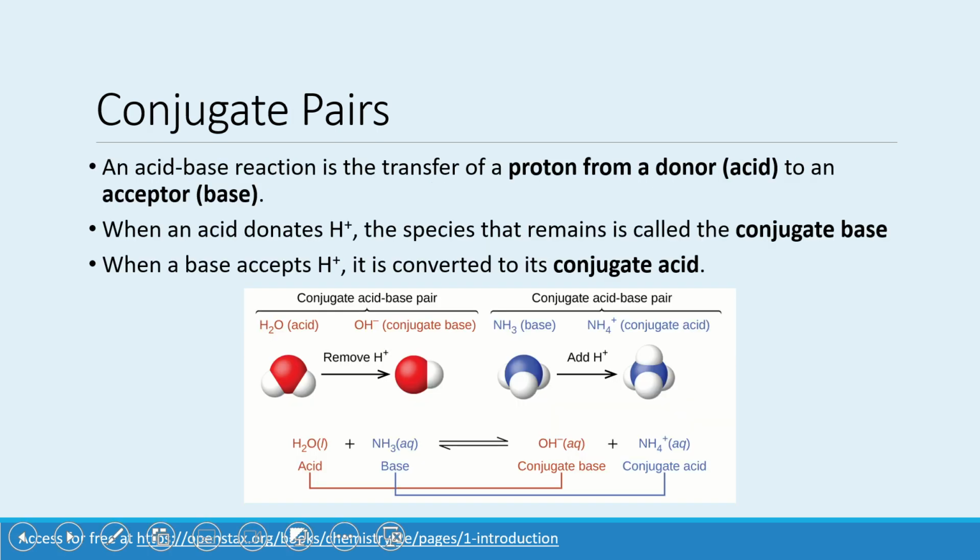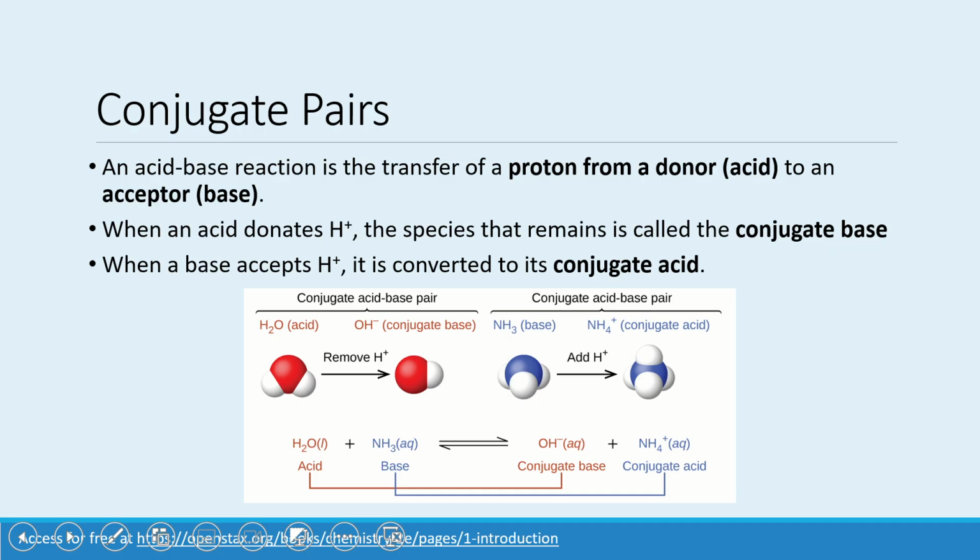Okay, so we're going to jump into our next topic that deals with conjugate acid-base pairs. So we've kind of already seen this, but in an acid-base reaction, the transfer of a proton from a donor to an acceptor is going to give you this acid-base conjugate pair. Right, when the acid donates the hydrogen, the species that remains is going to be called its conjugate base, and when a base accepts a proton, it's converted into its conjugate acid.